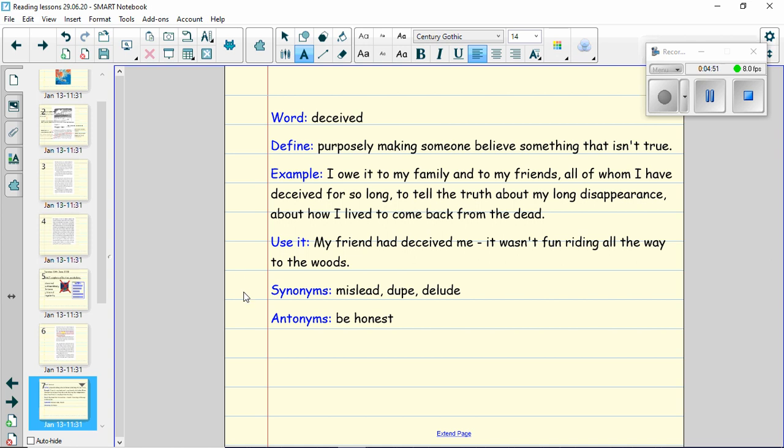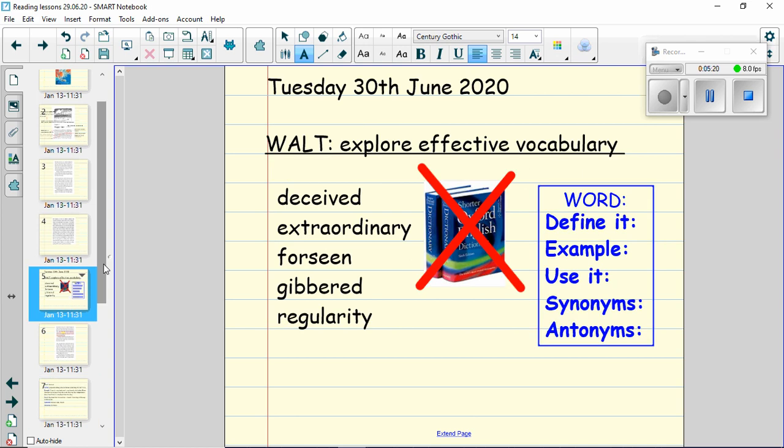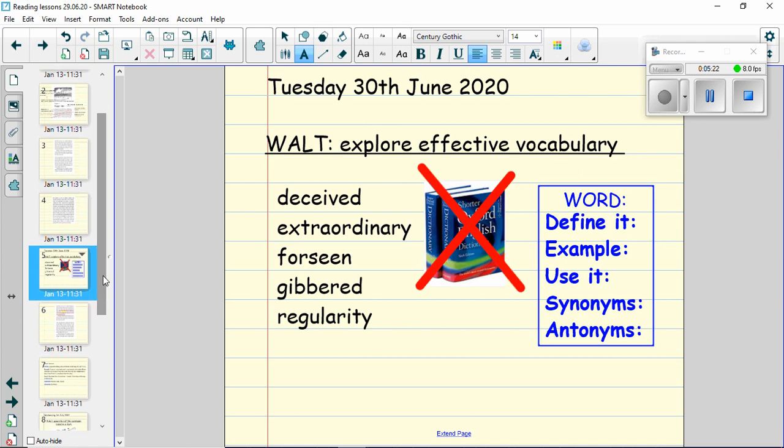Right, so then synonyms, so words which mean the same. Well, I just had a think, and I just thought, right, which words mean the same as making someone believe something isn't true. So I've got mislead, you might mislead someone, dupe and delude. Okay, and then antonyms for the opposite. Well, the opposite of making someone believe something that isn't true is being honest, isn't it? And telling them the truth. So that's what I put there for antonyms. So I've already done the first one for you. So you've got the others to do.